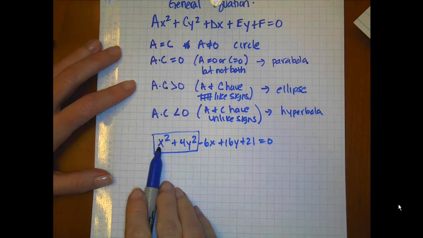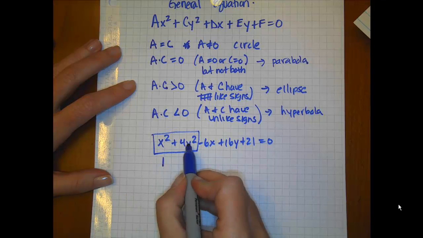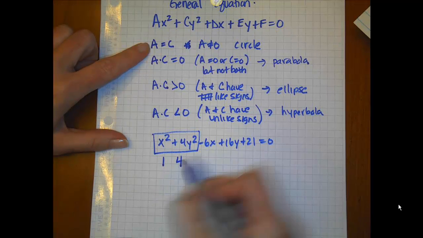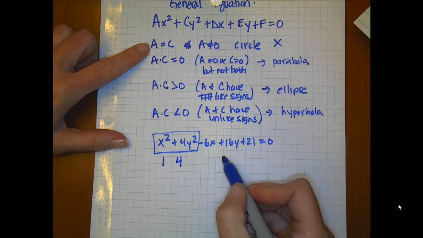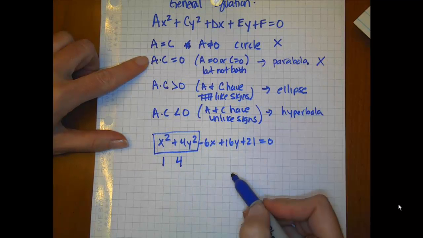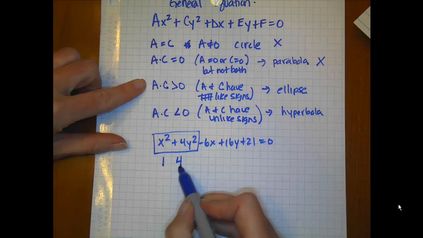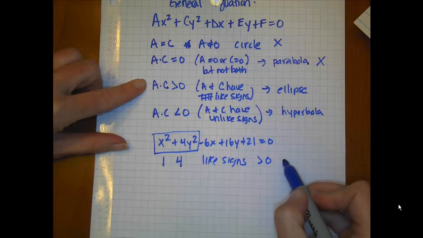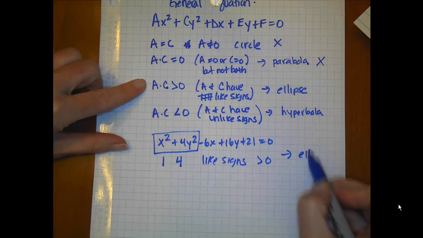All you need are the squared terms. The coefficient on the x squared is 1. The coefficient on the y squared is 4. Well, they're not equal to each other, so it's not a circle. When I take a times c, I do not get 0, so it's not a parabola. 1 and 4 are like signs, so when I multiply them together, it's greater than 0. Therefore, the equation of this is an ellipse.